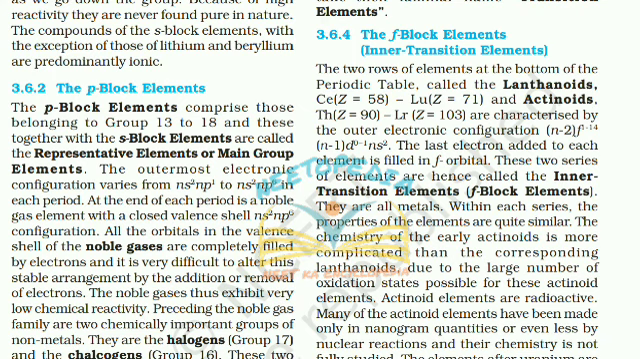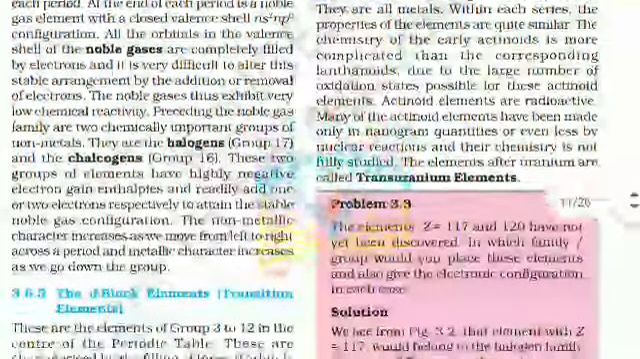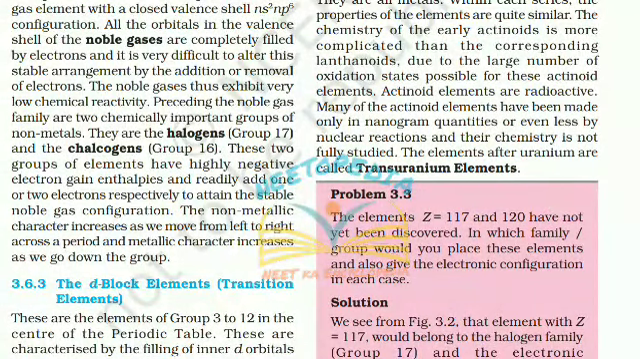They are all metals. Within each series, the properties of elements are quite similar. The chemistry of the early actinoids is more complicated than the corresponding lanthanoids due to the large number of oxidation states possible for each actinoid element. Actinoid elements are radioactive. Many of the actinoid elements have been made only in nanogram quantities or even less by nuclear reactions, and their chemistry is not fully studied. These elements after uranium are known as trans-uranium elements.